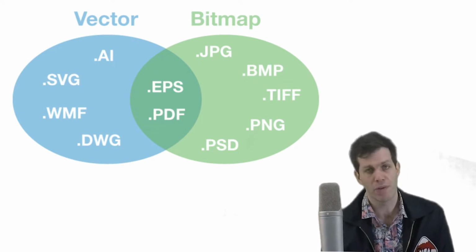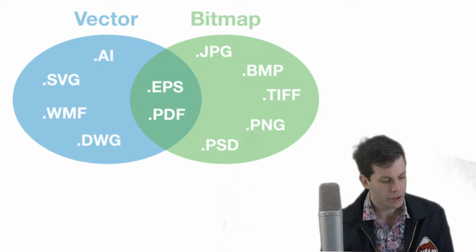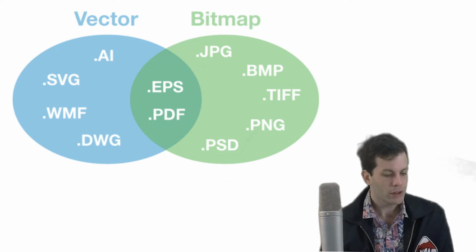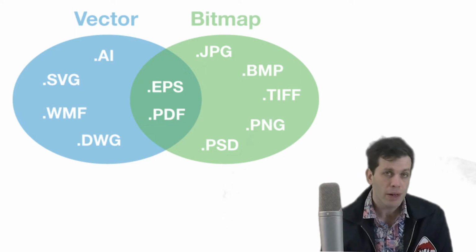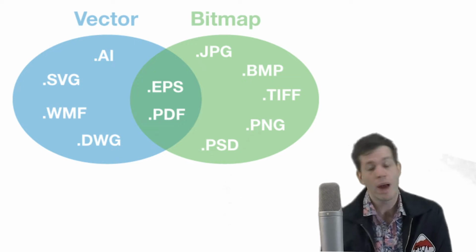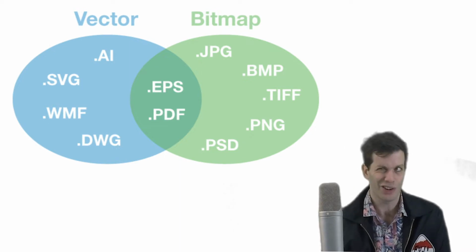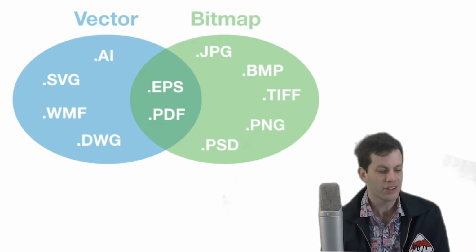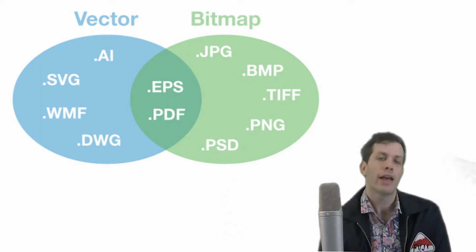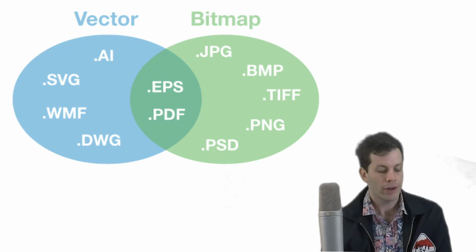Bitmap images are resolution dependent. So if you've looked at something on your computer screen at screen resolution, most screen and web resolution is 72 pixels per inch. We can call that 72 DPI, or PPI, which is pixels per inch. It's interchangeable. But when you print something out, it prints out at 300 PPI or DPI.